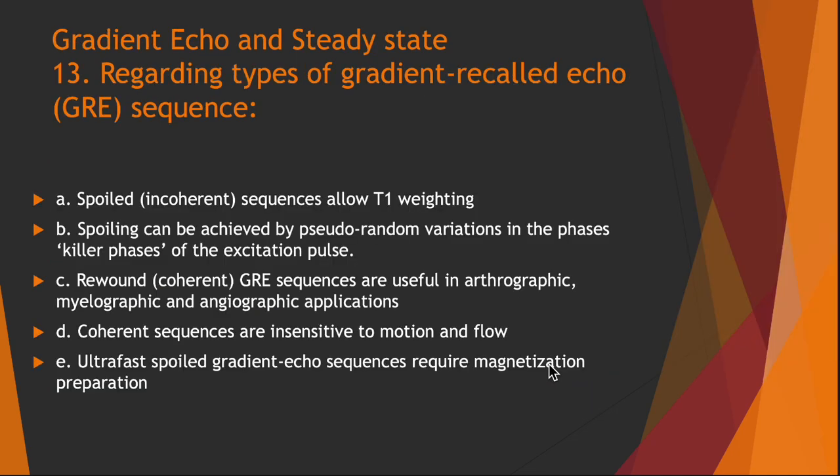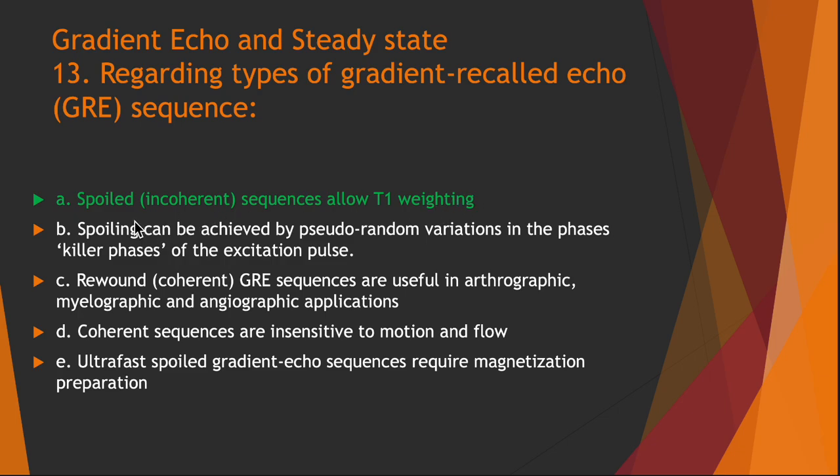Now, regarding the types of gradient recalled echo sequences, spoiled, that is incoherent, sequences allow T1 weighting. The answer is true, because if the repetition time is shorter than the T2 of the tissue, then residual transverse magnetization remains at the time of the next radio frequency pulse. The spoiling which we do eliminates this residual transverse magnetization. That means transverse magnetization is nothing but T2 weighting of the tissue.